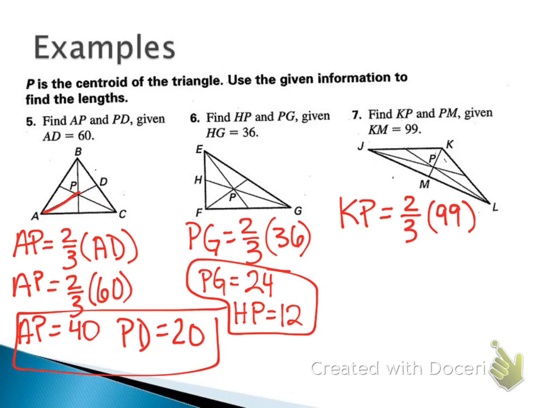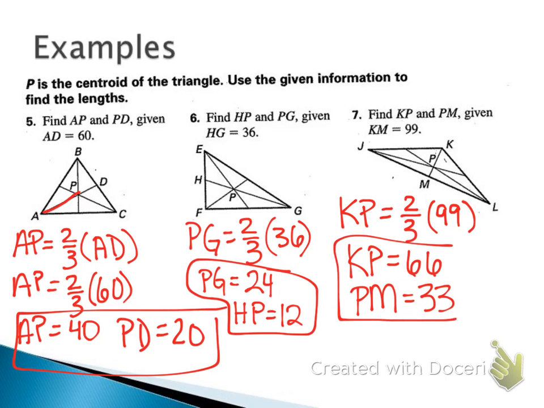All right, what's 2/3 of 99? 66. So KP has a length of 66. If KP has a length of 66, what is the length of PM? 33. You can either subtract from 99 or take half of it. But these two numbers should add back up to the whole length of 99. That's how we are sure that this works out.